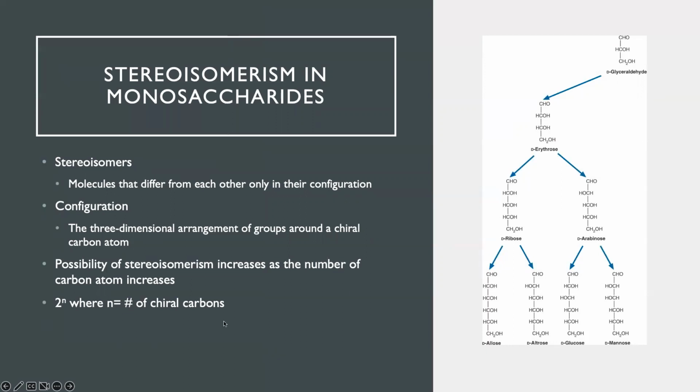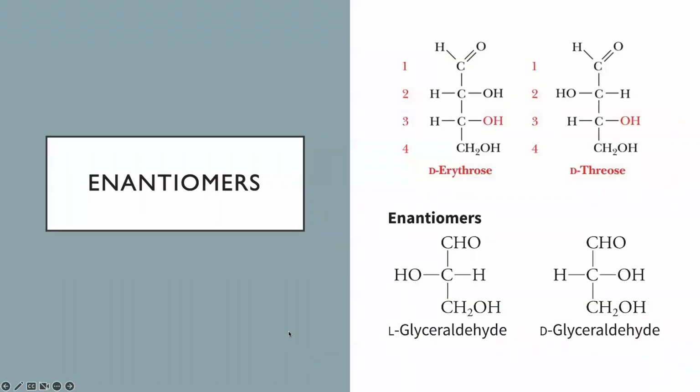The simplest ketose does not have any stereoisomers. And from here, you can further classify it, which we'll get into. So enantiomers are going to be a non-superimposable mirror image. Glyceraldehyde is going to be the reference here, and you can see it down here.